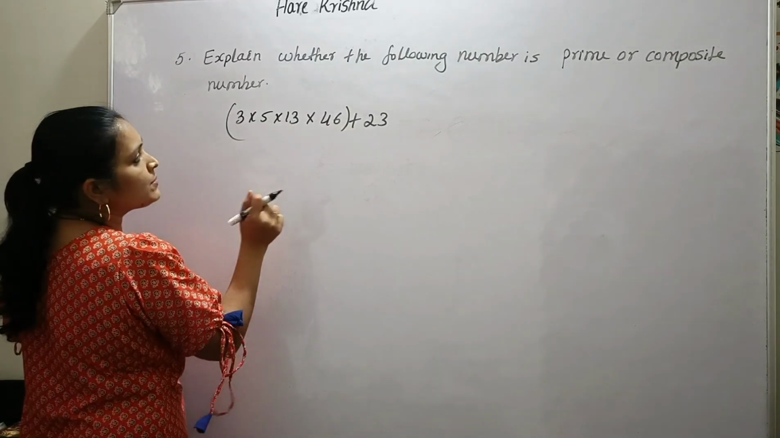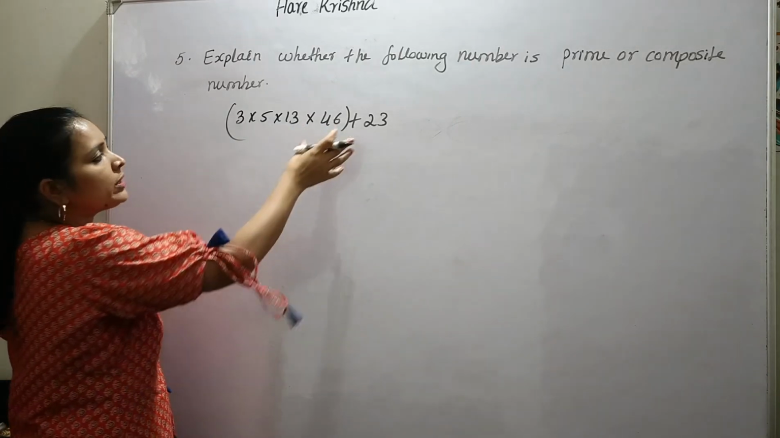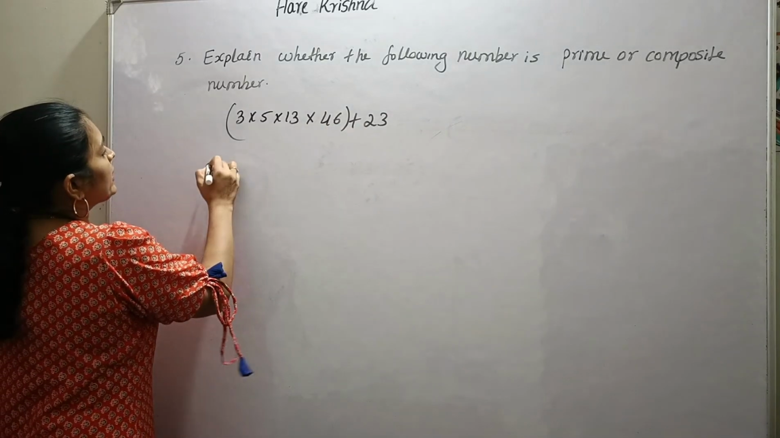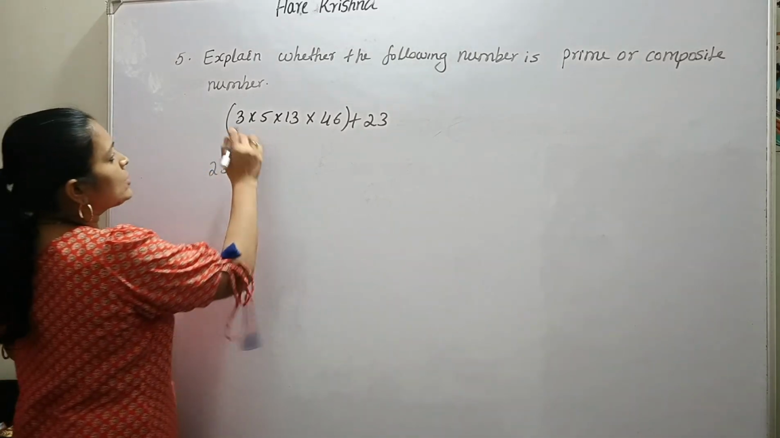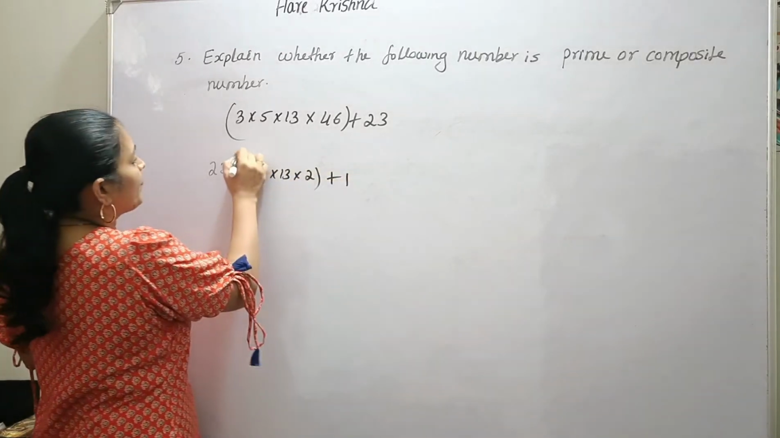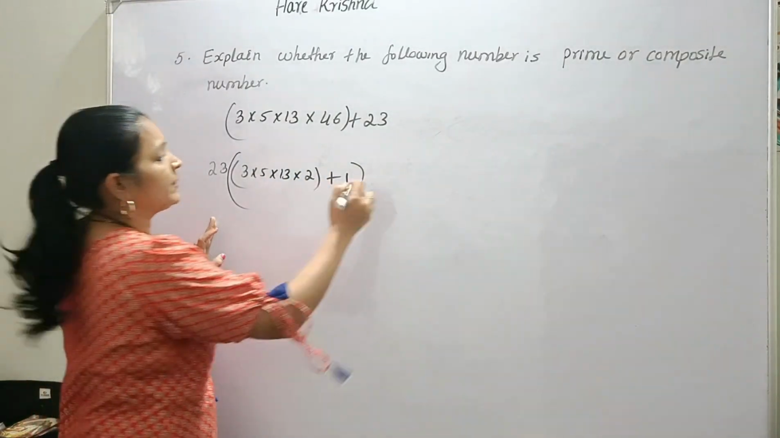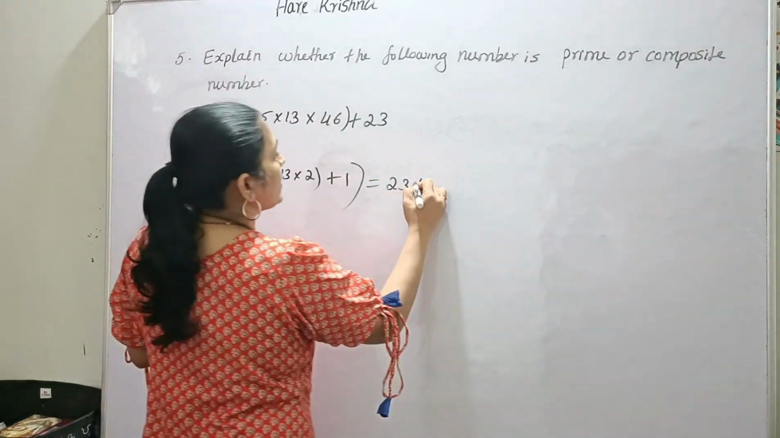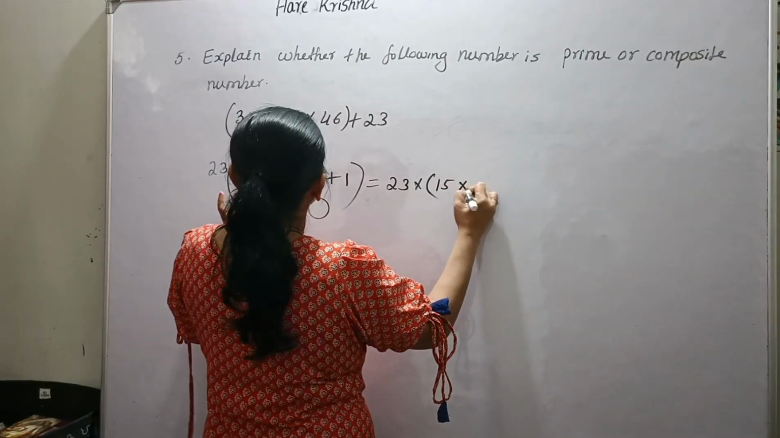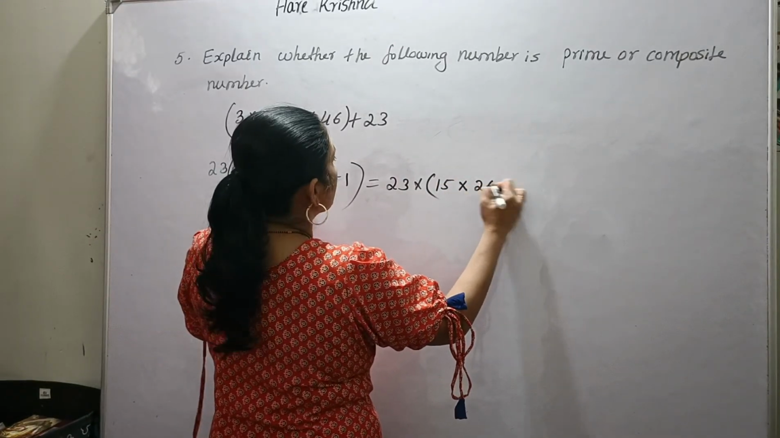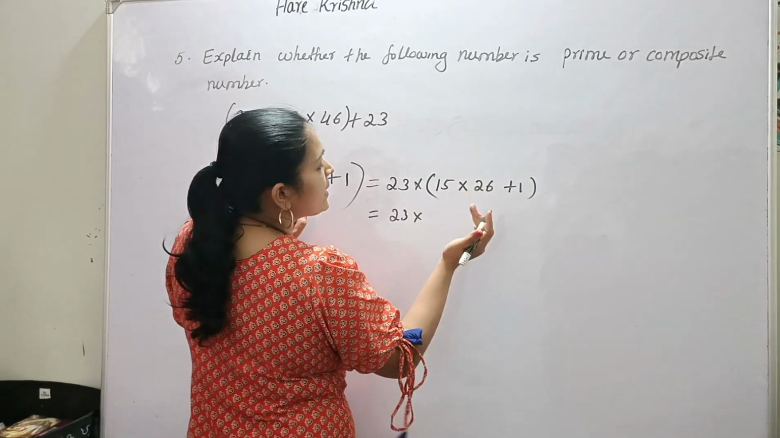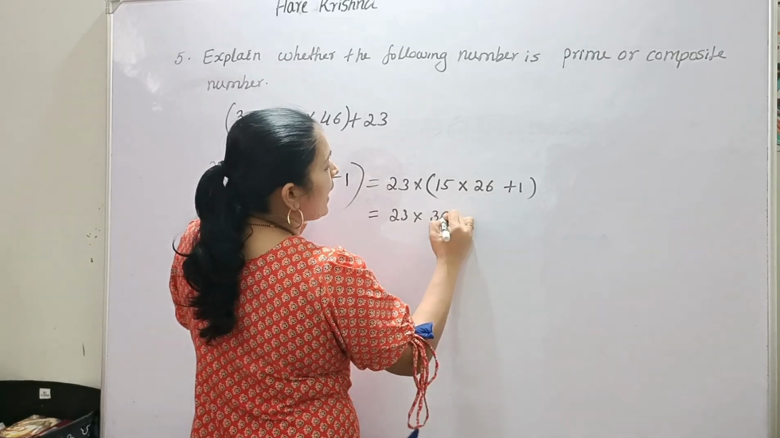Here there are two terms and 23 is common in both terms. 46 is 23 into 2. So we can take 23 outside. So 3 into 5 into 13 into 2 plus 1, with 23 taken outside. So 23 into, 3 into 5 is 15, 15 into 26 plus 1. That is 23 into, 15 into 26 is 390, plus 1, 391.